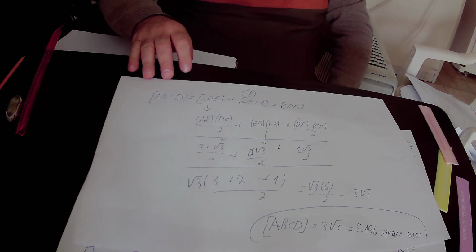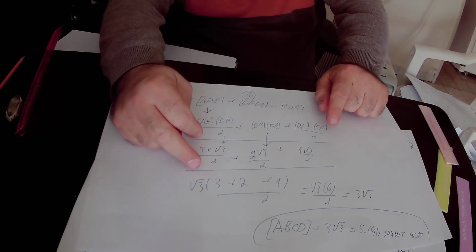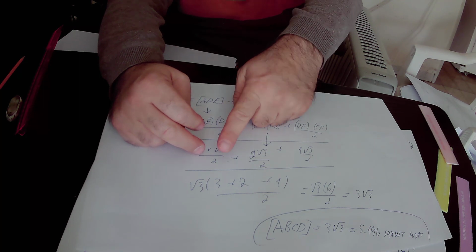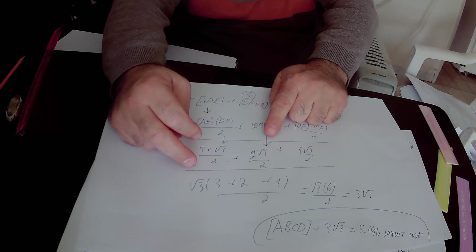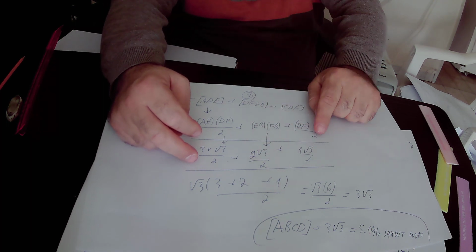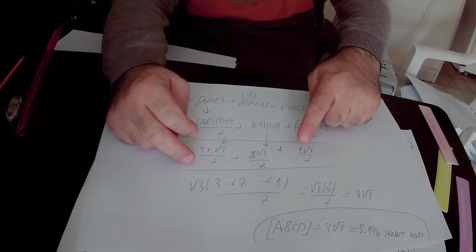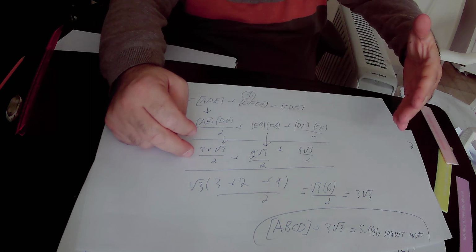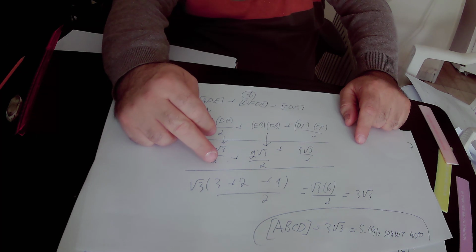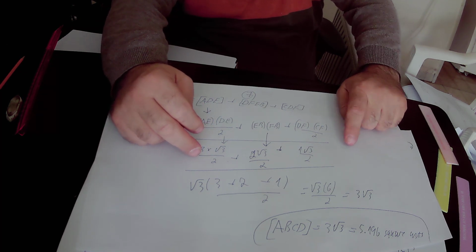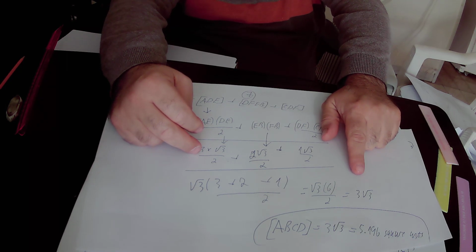Then we took a common factor, square root of 3, out of these expressions. Inside the brackets, what is left from this expression? 3. What is left from this expression after we took square root of 3 as a common factor? It is actually 2. And what is left from this expression? It is actually 1. And then in the denominator, we have 2. So square root of 3, 3 plus 2 is 5, 5 plus 1 is 6. So we got square root of 3 times 6 over 2 equals the area of quadrilateral ABCD.